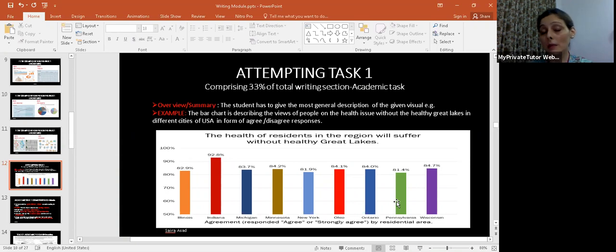Now there may be a question: how are you going to describe all this, describe this visual? Do you agree? If there's a question, the Indiana people have the highest percentage. They very much agree with the statement. How are you going to compare with Ohio and other cities? You're going to describe all this.